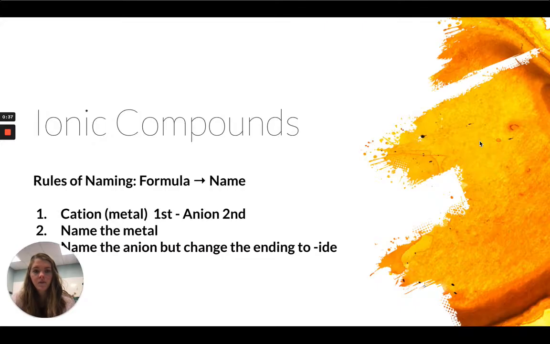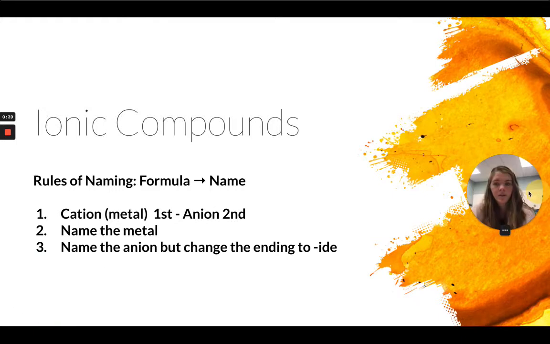So, some rules for naming ionic compounds. Your first rule that's not even listed here, before you even start, is you need to make sure it is an ionic bond. So is it a metal with a non-metal? Is it something from the left side of the staircase with the right side of the staircase? If so, then you know you can follow these rules.